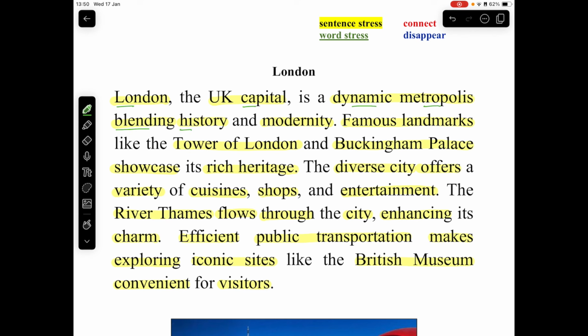Blending history and modernity. Famous landmarks like the Tower of London and Buckingham Palace showcase its rich heritage. The diverse, okay, so the second part of that word, diverse city offers a variety, it's an I sound there, of cuisines, okay, so the second part of that word, shops and entertainment.